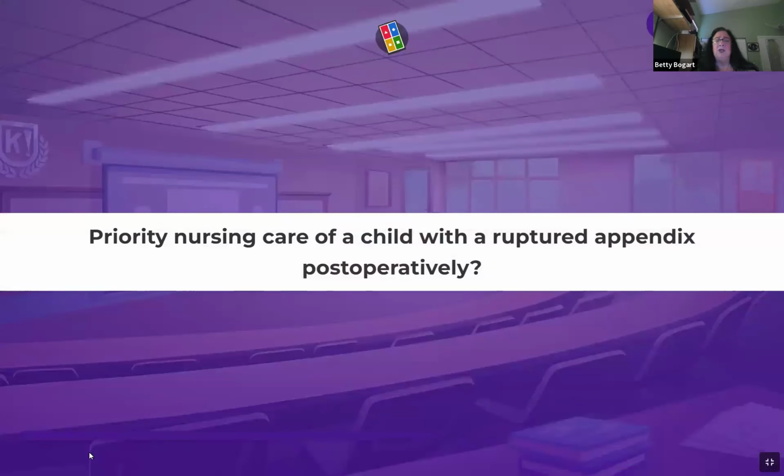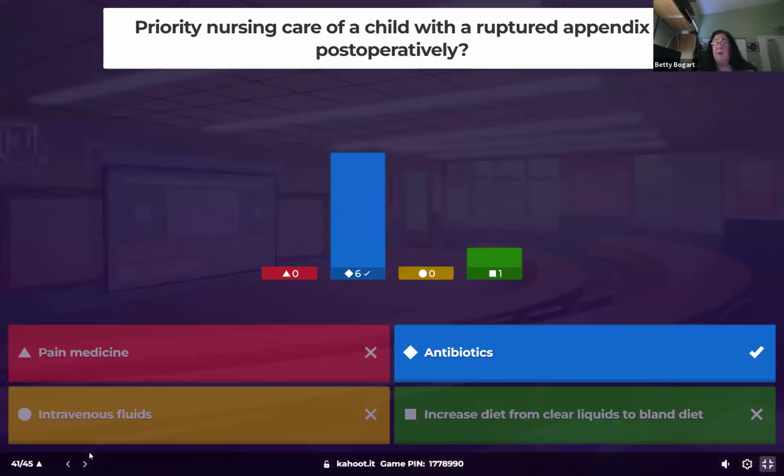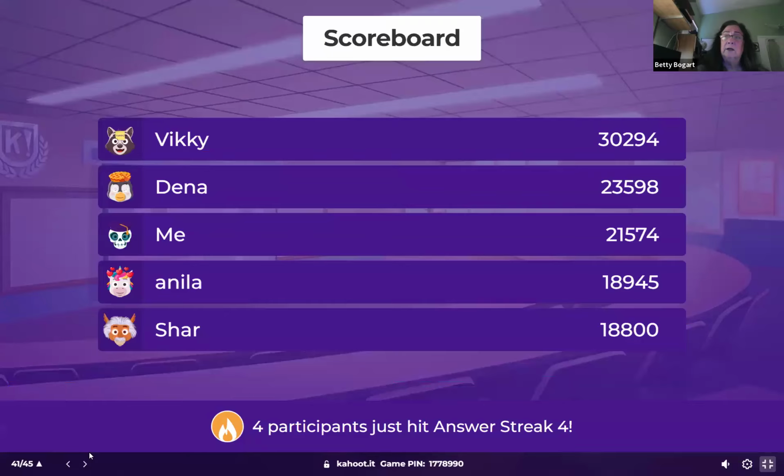Priority nursing care of a child with a ruptured appendix post-operatively. What's your biggest concern when an appendix has ruptured? I mean, any of these could be an answer, right? But what's your priority? Antibiotics. Remember, huge infection going on. So that is your priority.